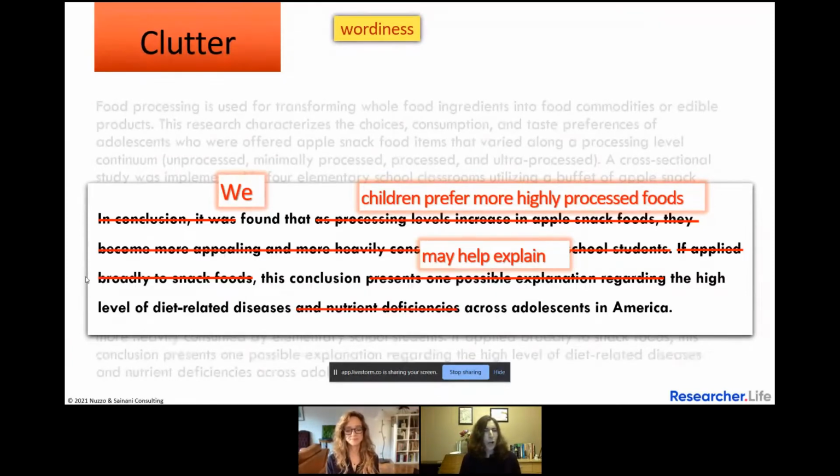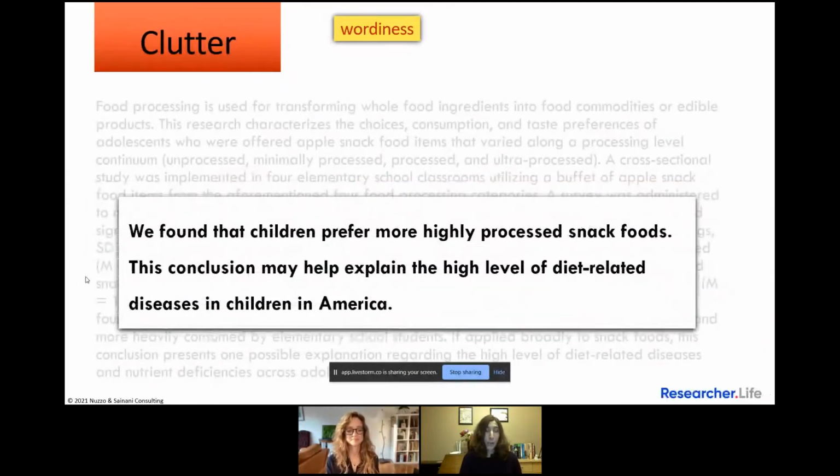And then we get this, across adolescence in America, and something about that preposition there. Across isn't quite the right preposition. I would prefer in adolescence. But actually, it turns out this study was in fourth graders who are 9 to 10 years old. I don't call those adolescents. I call those children. So I fixed that to in children in America. So this boils down to, we found that children prefer more highly processed snack foods. This conclusion may help explain the high level of diet-related diseases in children in America.